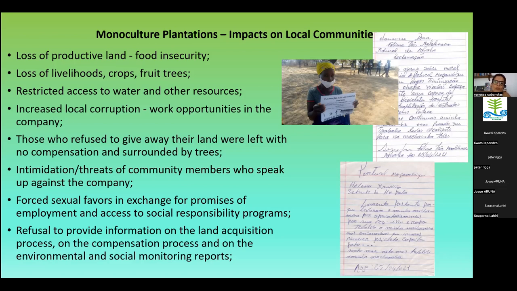They also refuse to share their social and environmental monitoring reports with us. These two biggest companies, Portucel and Green Resources particularly, we, as Justiça Ambiental, had to take them to court so they could present their reports. We are still waiting for the reports, but at least we won the case. And it's clear that we have the right to have access to this information.